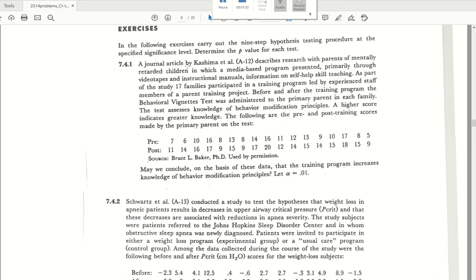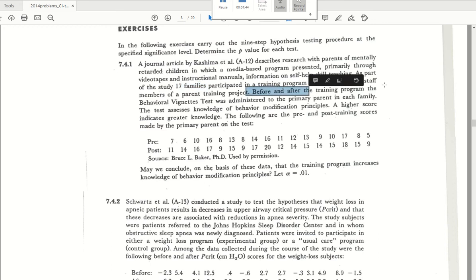Example 7.4.1 is the example I want to address today. So it reads, a journal article by Kashima et al. described research with parents of mentally retarded children in which a media-based program presented, primarily through videotapes and instructional manual, information. So this program presented information on self-help skills teaching. As part of the study, 17 families participated in a training program led by an experienced staff member of a parent training project. So basically they had 17 families and they gave them some sort of training, and then what they were interested in is looking at the before and after.